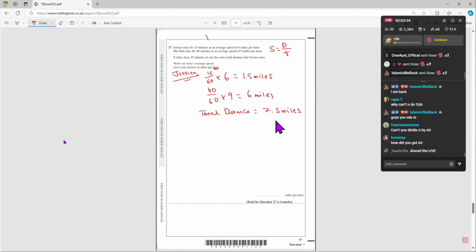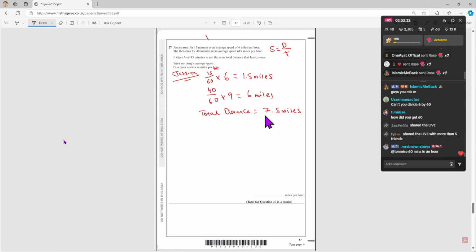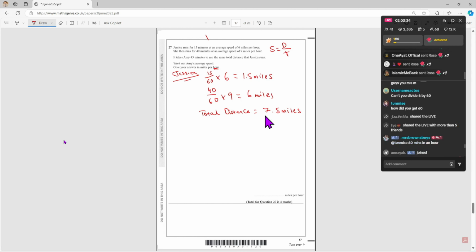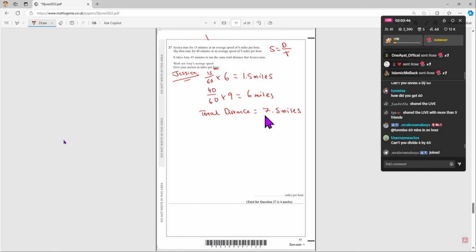How did I get 60? 60 is the number of minutes in an hour. We did 15 minutes over 60 minutes to get it in terms of hours. This is a calculator paper. You do not want to convert it into hours as decimals. Just do it like this. Leave it like this because the calculator will do all the work.